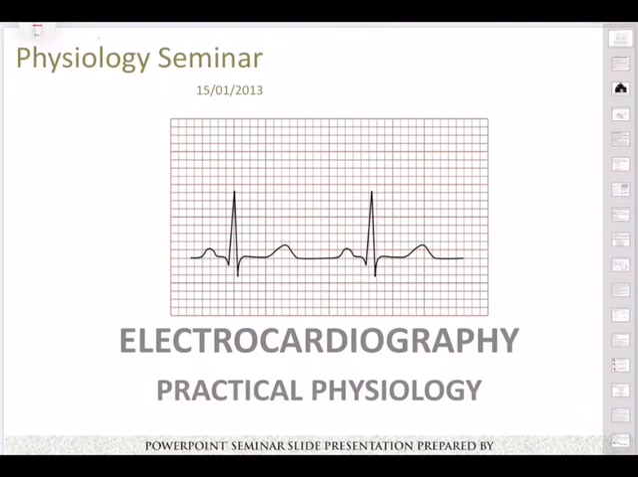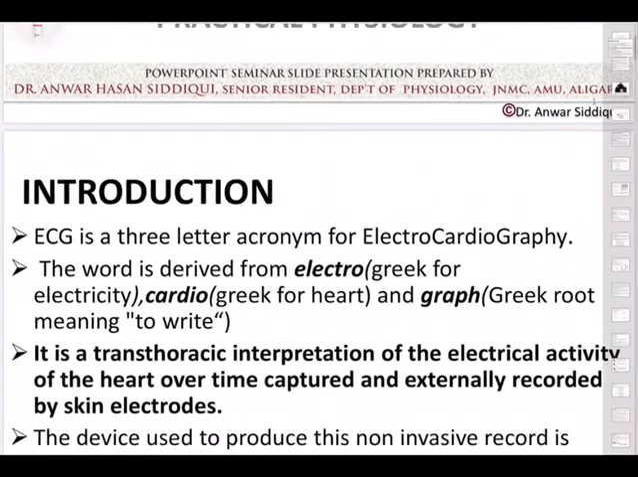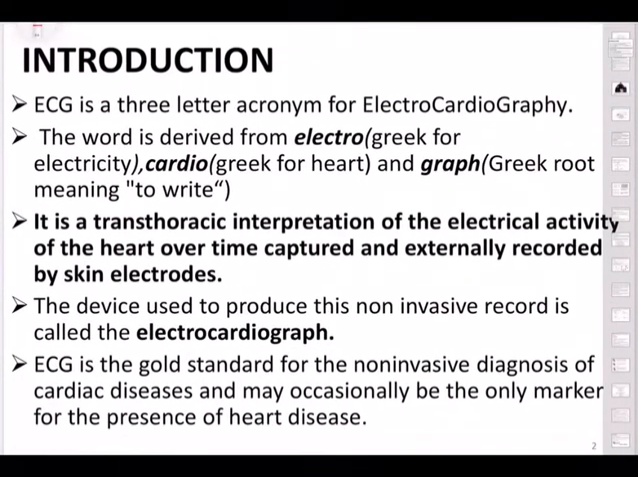So this is understood. The anatomy of the heart can be better understood with a mechanism called ECG, electrocardiography. Many times in hospitals you must have seen such graphs, and let's understand what this is. ECG is a 3-letter acronym: E for electro, C for cardio, G for graphy. Electrocardiography. The word is derived from electro, which is Greek for electricity, cardio for heart, and graph is to write. So that's how the word electrocardiography has come.